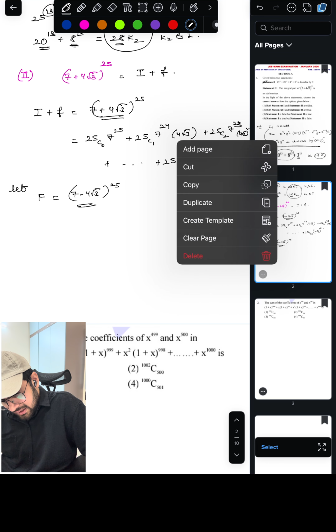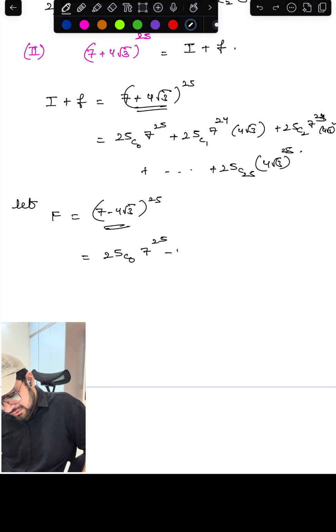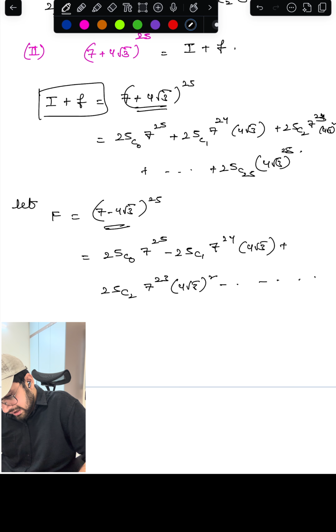So now what I can do here, if I expand this one, I will get 25 c naught 7 power 25 minus 25 c1 7 power 24 into 4 root 3 plus 25 c2 7 power 23 into 4 root 3 whole square, minus and so on, right? Now I have this I plus f expansion and F expansion.